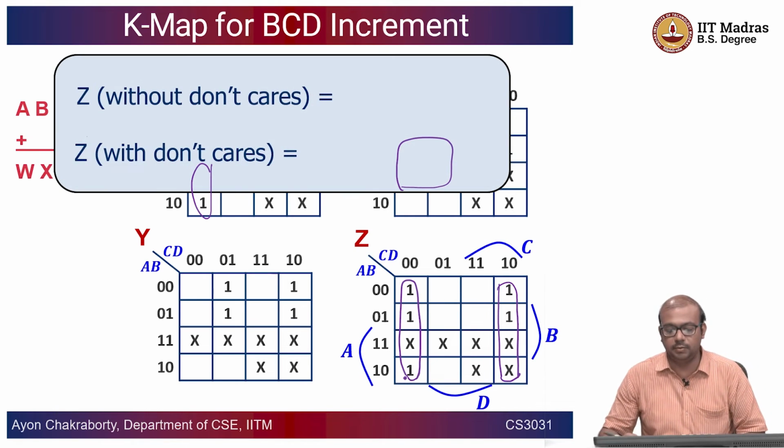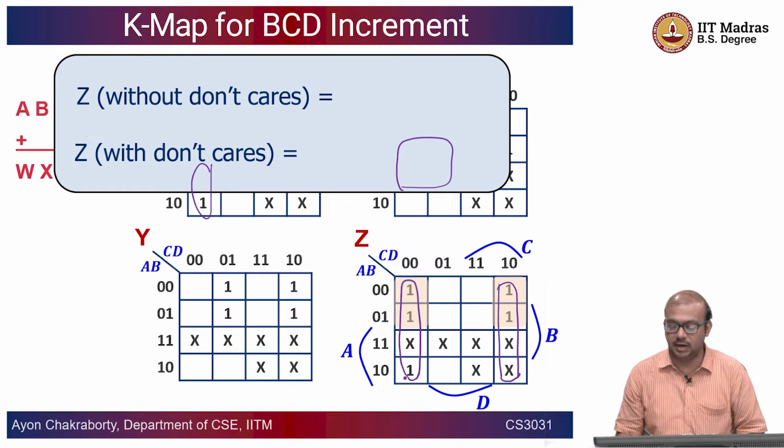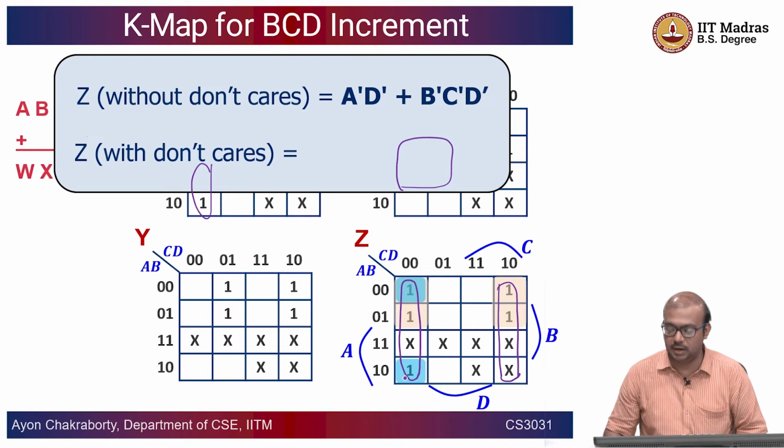So, this is Z, right. Z without don't cares is going to be this thing, right. These are the 4 you can always wrap around, and so this is A bar, D bar, and then you have these two, you can always again wrap around. This is B bar, C bar and D.